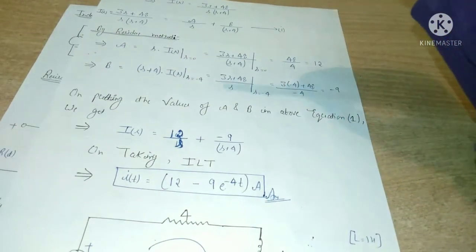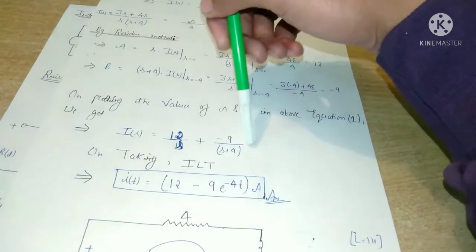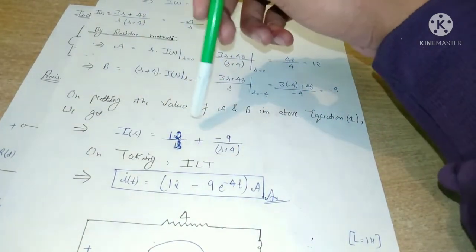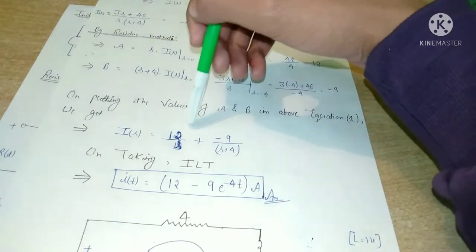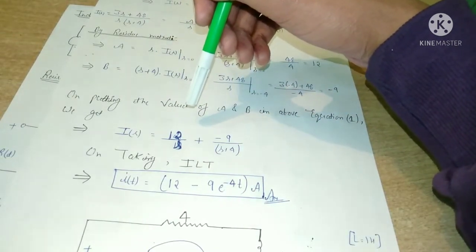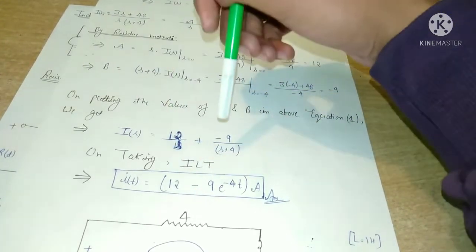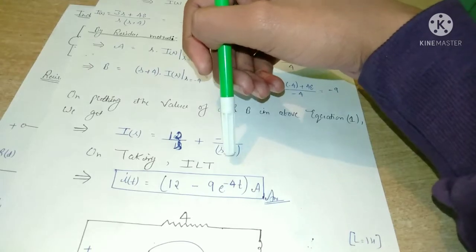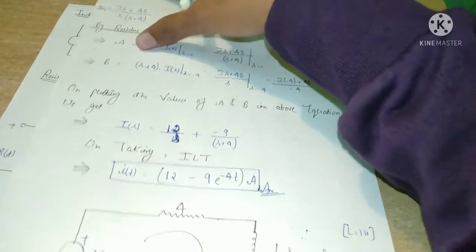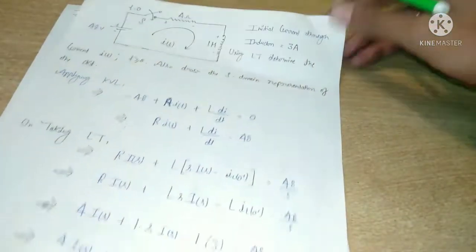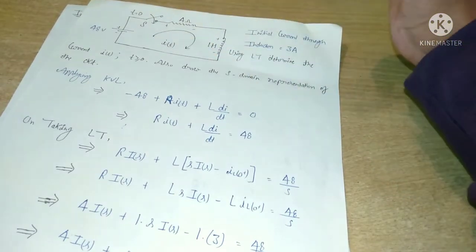Now on putting the values of A and B in the above equation, we get 12 by s plus minus 9 divided by s plus 4. On taking the inverse Laplace transform, the inverse Laplace transform of 1 by s is equal to 1, and 1 upon s plus 4 is equal to e raised to the power minus 4t. So this is the amount of current that flows in this circuit from this source at t equal to 0 when the circuit is closed.